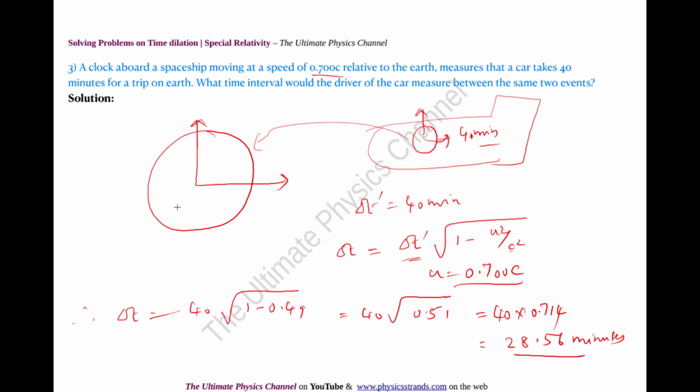So the trip would take only about 28.56 minutes as measured by the driver of the car, whereas on the spaceship, because of the dilation of this clock as observed by the observer on the spaceship, that trip would take 40 minutes. That is the conclusion we can give. Right, let's move on to the next one.